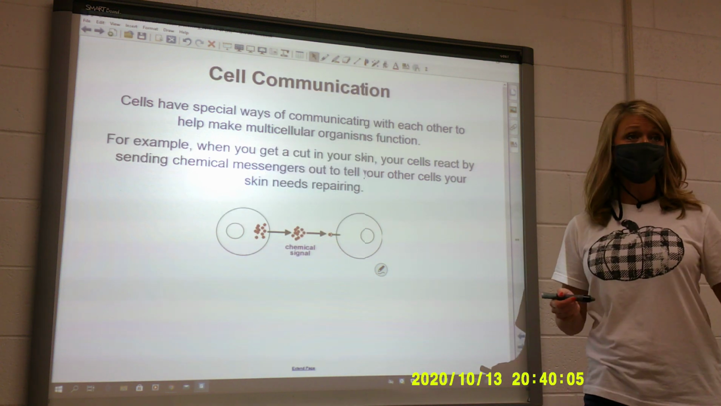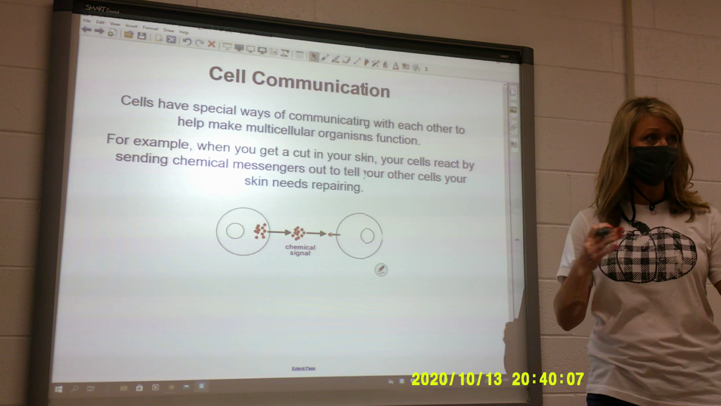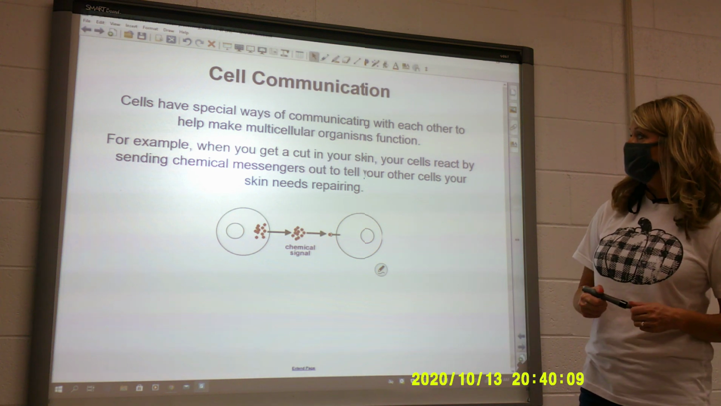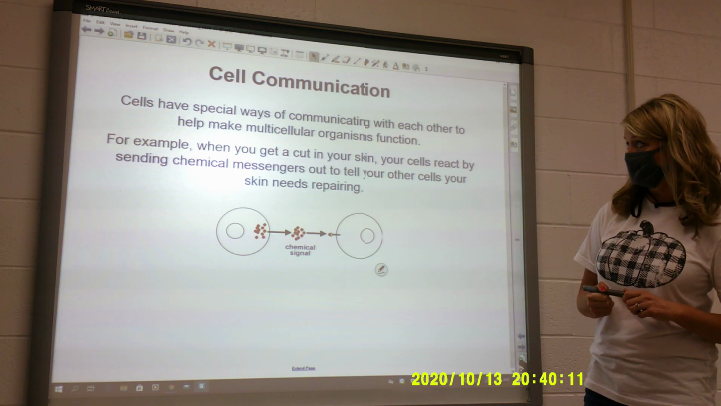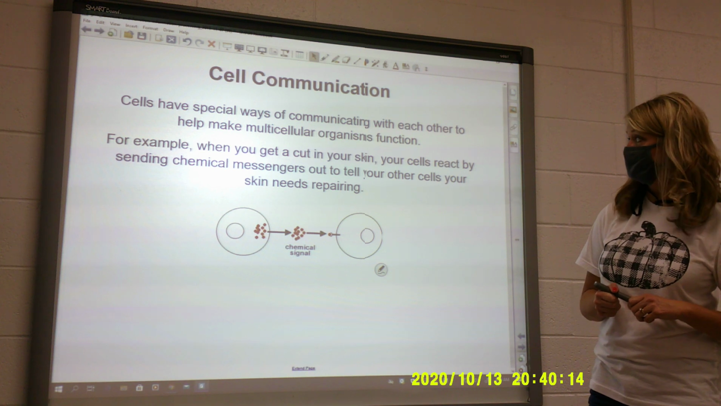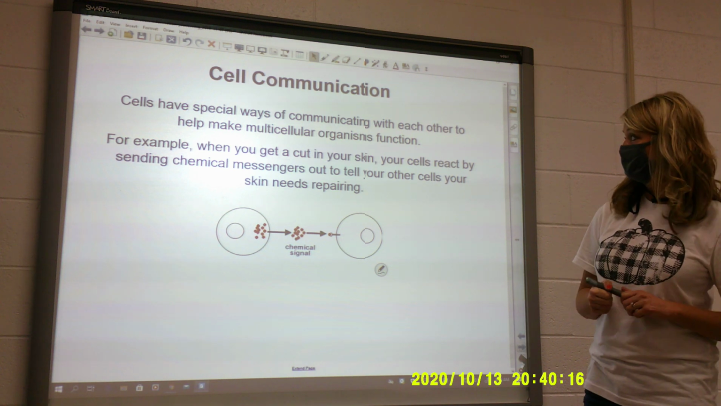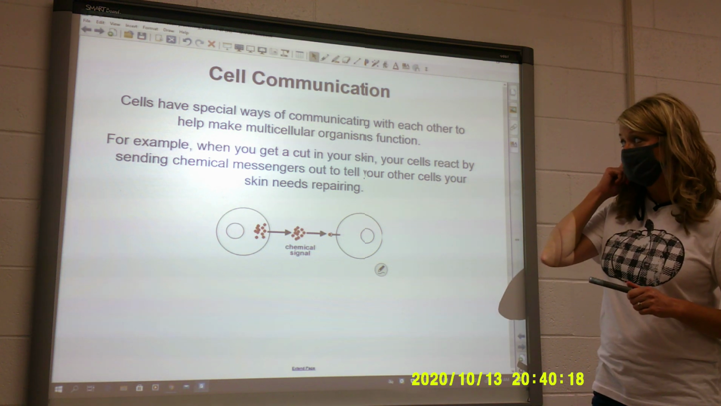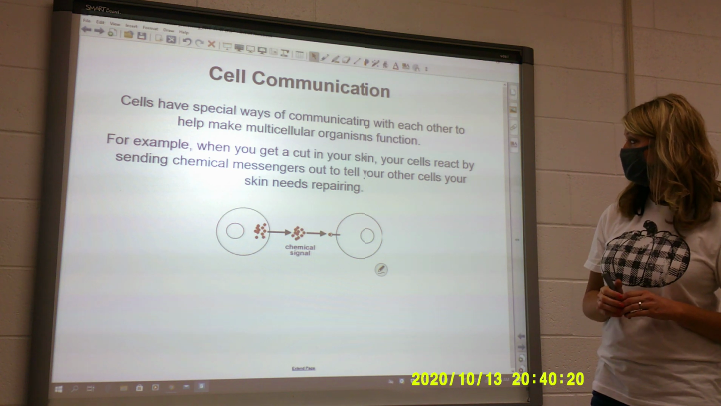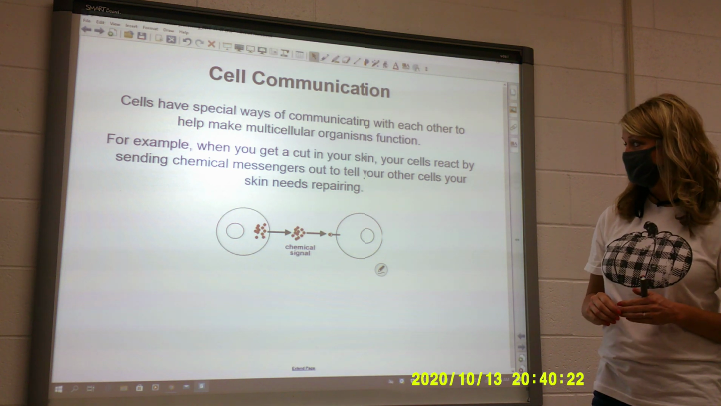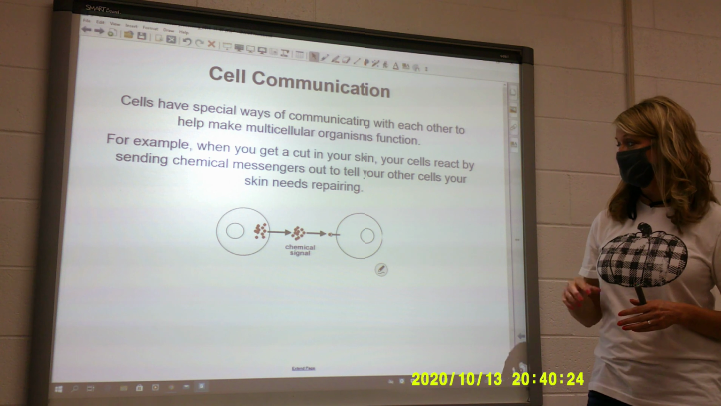Cell communication. Cells have to communicate with each other in order to do their job. Cells have special ways of communicating with each other to help make multicellular organisms function. For example, when you get a cut in your skin, your cells react by sending chemical messengers out to tell other cells your skin needs repair.